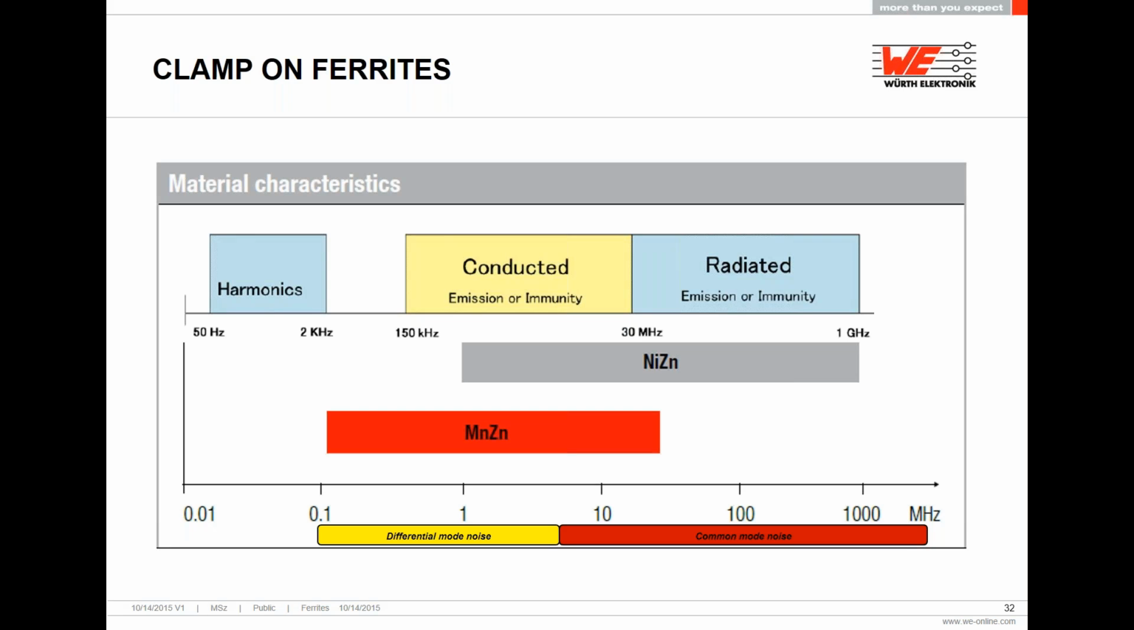To choose the right material, you need to first identify the type of noise that you have in your system. Either it is conducted or it is radiated. Once you identify the type of noise, you can choose the clamp-on ferrite material that you need based on the graph that we have on this slide. You may use a nickel zinc in situations where you have either conducted or radiated noise. And you can use manganese zinc clamp-on ferrites for pretty much conducted noise.